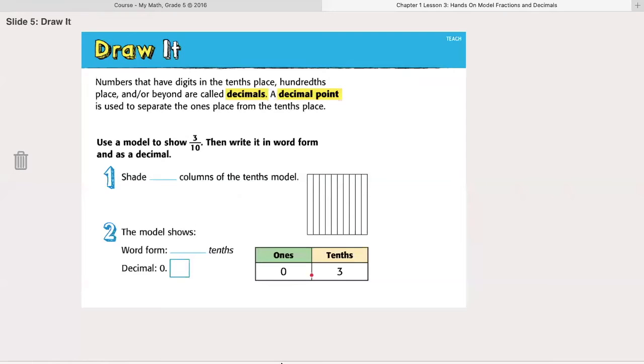Numbers that have digits in the tenths place, hundredths place, and or beyond are called decimals. A decimal point is used to separate the ones place from the tenths place. Okay, I'd like to give you a little visual real quick.